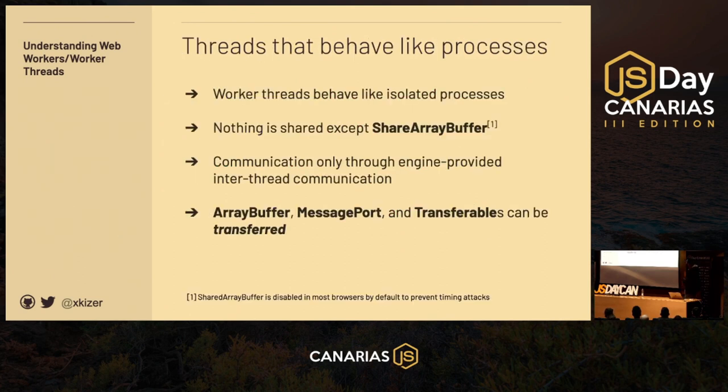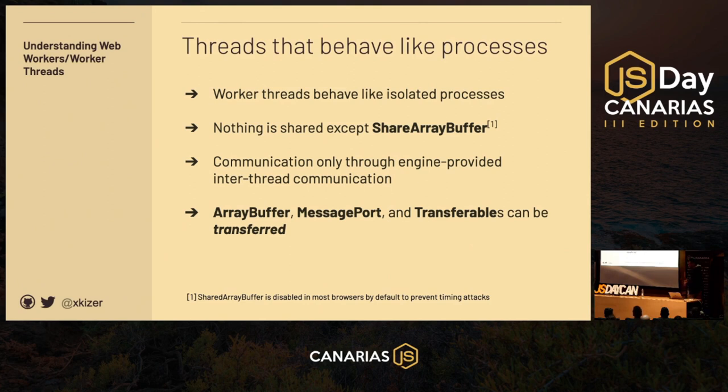So the threads in JavaScript behave like isolated processes. They are actually threads, not separate processes, but they behave as if they are separate processes. And nothing is shared between the threads, apart from a few things. One of them is the SharedArrayBuffer. The console is also shared, so you can do console.log from the worker, and a few other things. But the main thing that is shared is SharedArrayBuffer. The communication is only through inter-thread communication provided by the JavaScript engine. So you cannot access a variable defined in that thread from the main thread, for example, or a variable defined in the main thread from a subthread.